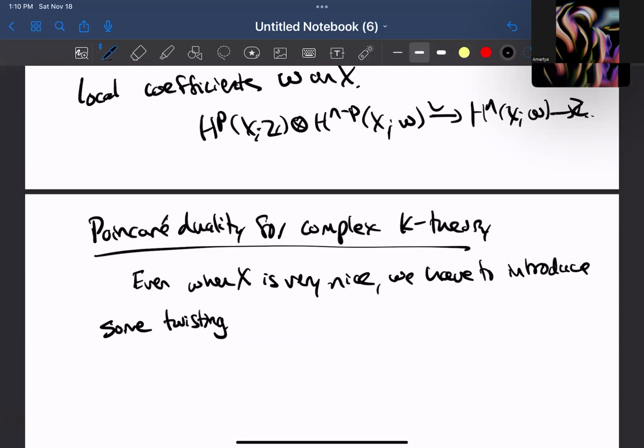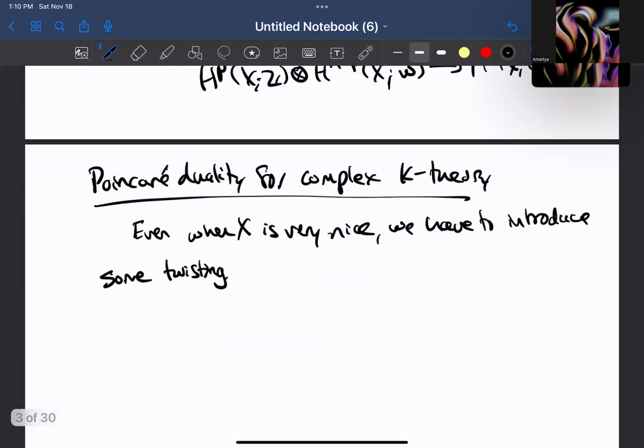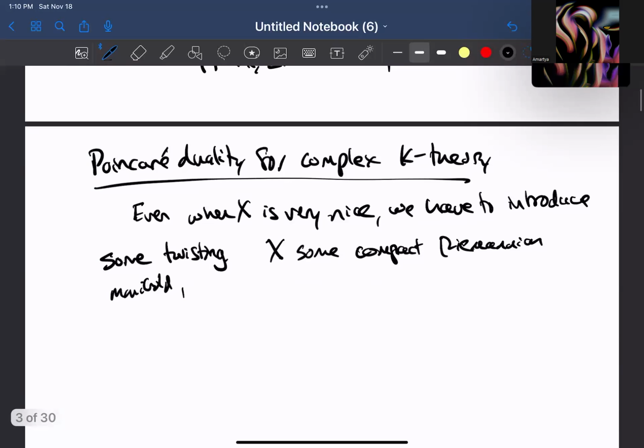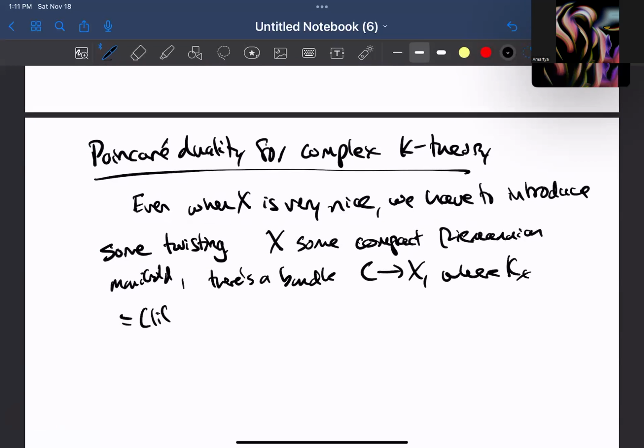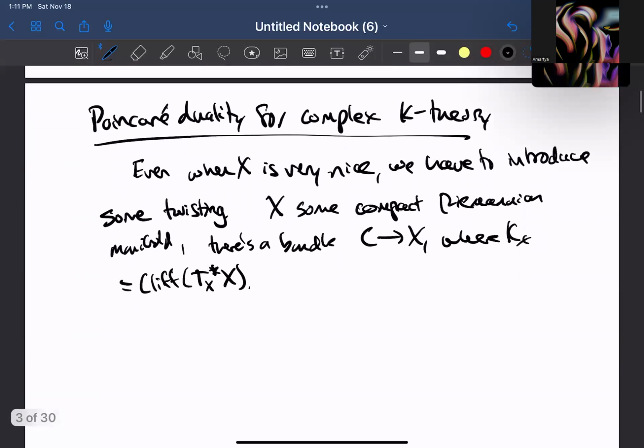So the key example that is given in Atiyah-Segal is you're going to take X, some compact Riemannian manifold, and there's going to be a bundle C over X, where the fiber over any point x is the Clifford algebra defined using our Riemannian metric on the tangent space, or the cotangent space rather, at x, over the complex numbers.